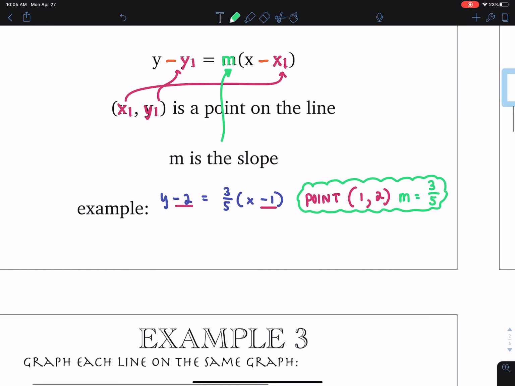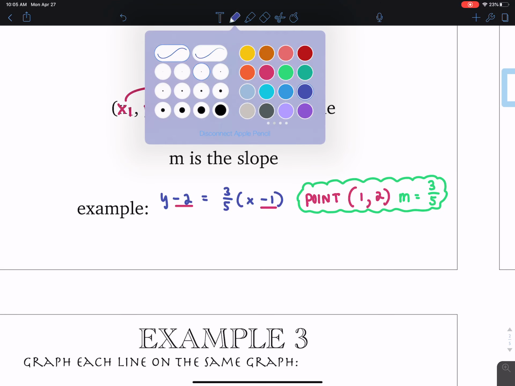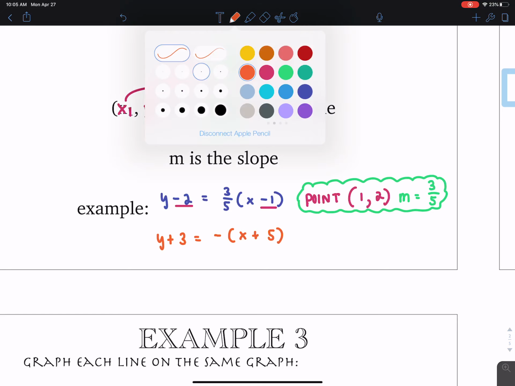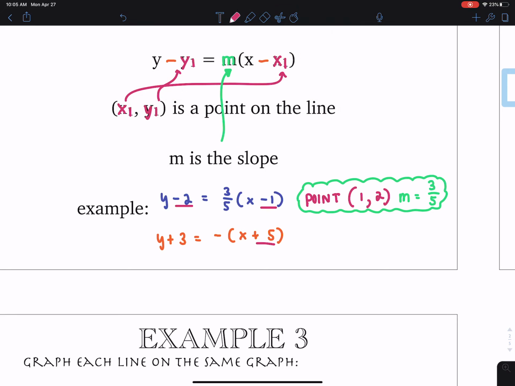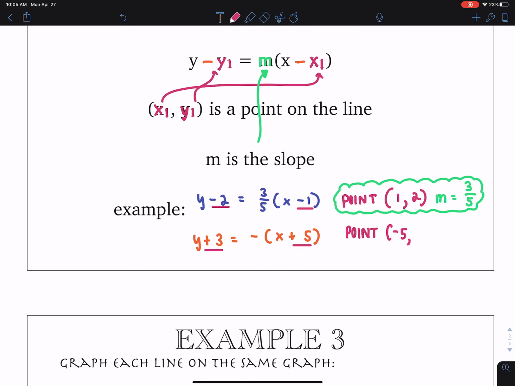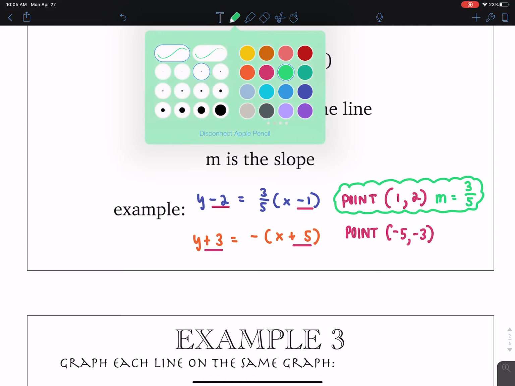And then we can graph our line very, very quickly. Here's another example. Let's say we have y plus 3 equals negative x plus 5. So again, we can get our point, which is going to be the opposite of what's with x, in the parentheses with x, which would be -5, and then the opposite of what's with y, which is going to give us -3. And then our slope again.